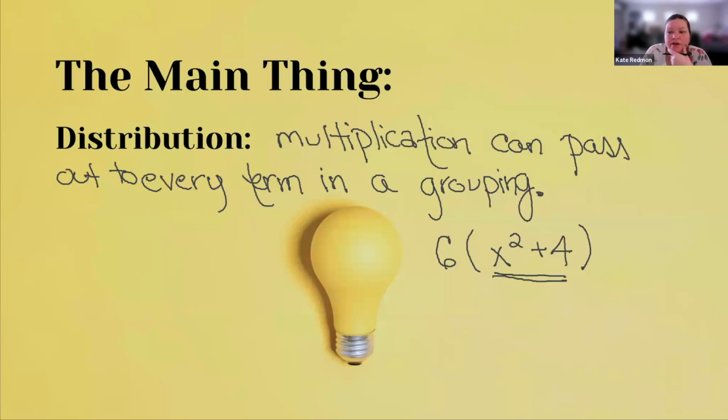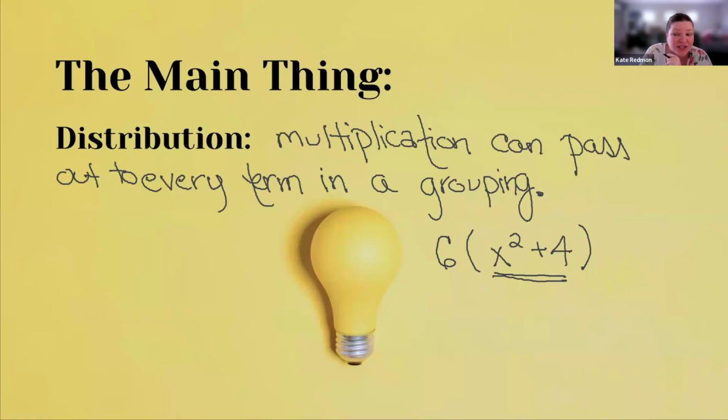X squared plus 4. Back when we talked about combining like terms, we said you can only add if you have the same kinds of things. I don't have like terms here. This is an x squared term and a constant term. I can't add. So does that mean we walk away? There's nothing we can do here because we can't do the first step?